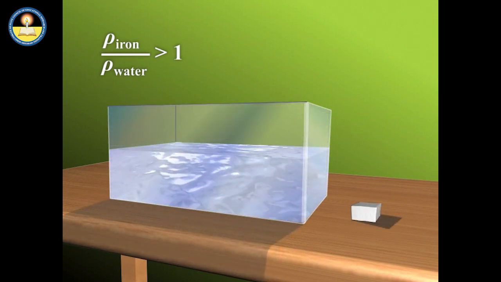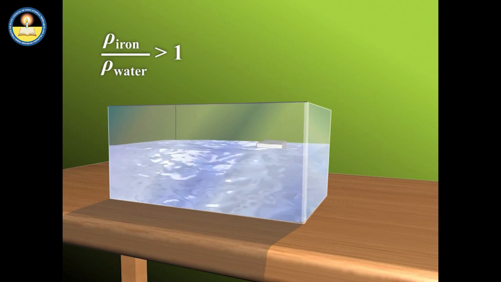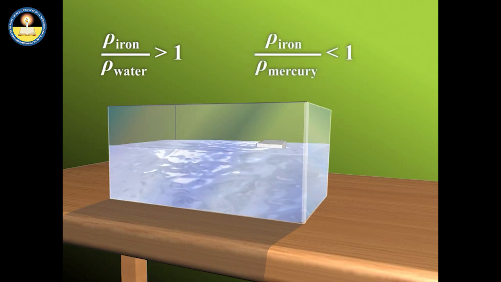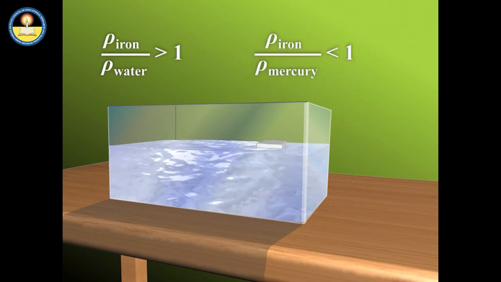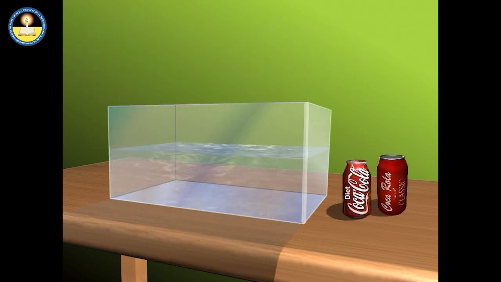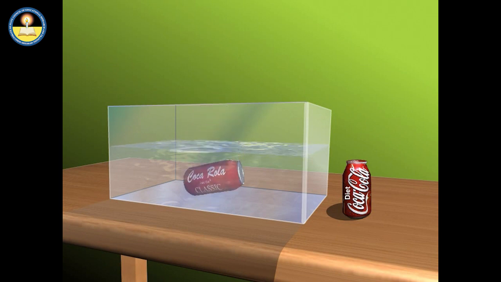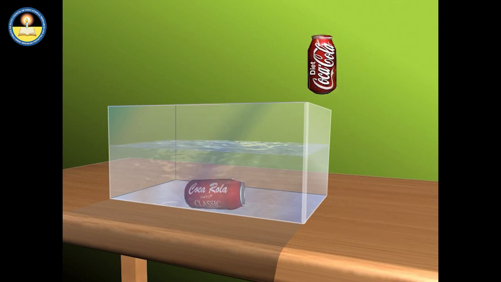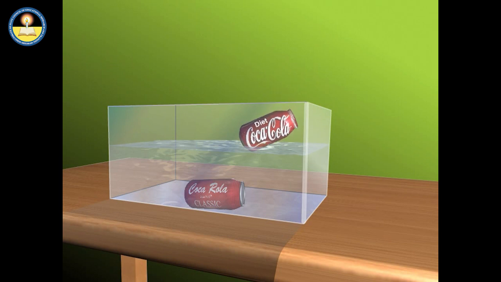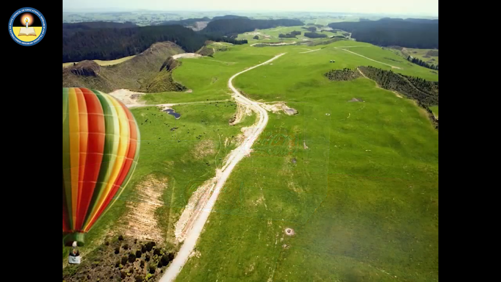We know that a piece of iron sinks in water and floats in mercury because its relative density with respect to water is more than 1, but with respect to mercury it is less than 1. Similarly, when we drop a can of normal Coke in water, it sinks, but the can of Diet Coke floats because the relative density of normal Coke is more than 1, while that of Diet Coke is less than 1.